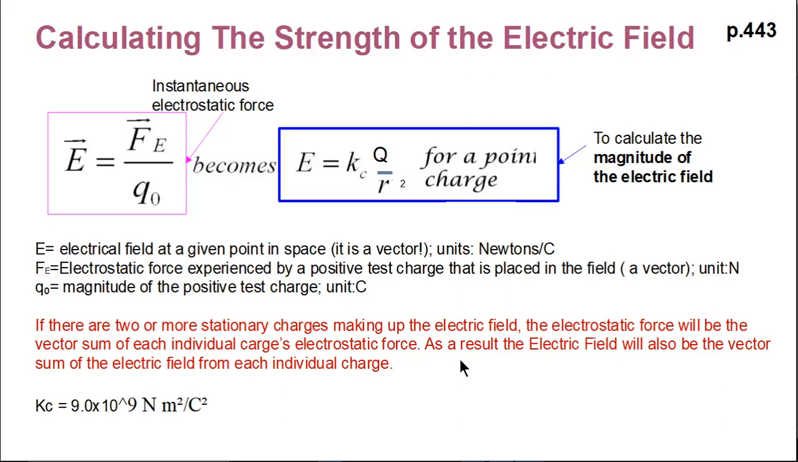If there are two or more stationary charges making up the electric field, the electrostatic force will be the vector sum of each individual charge's electrostatic force. That means that in these problems that come next, sometimes you're going to have to add vectors. And we just practiced adding vectors last time we met. You need to remember how to do that to be able to do the next set of problems. As a result, the electric field will also be the vector sum of the electric field from each individual charge. I know it's a handful of words, but once we start doing the problems, you'll see what we mean.